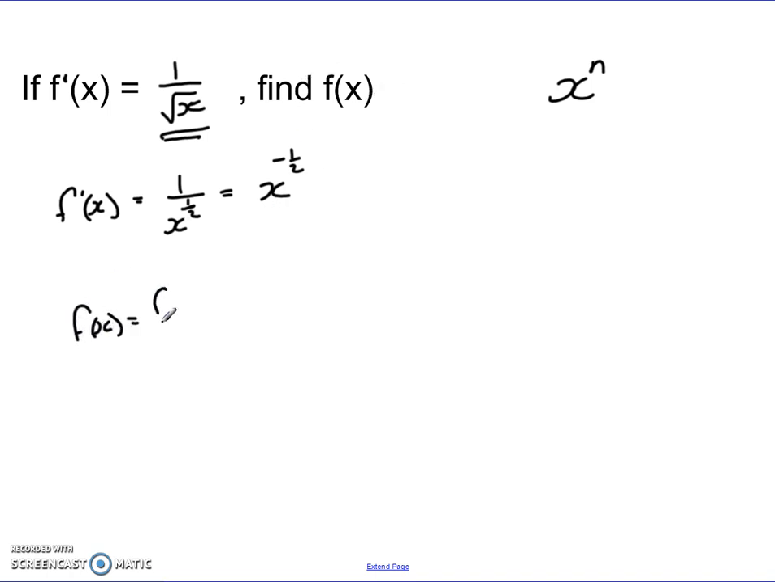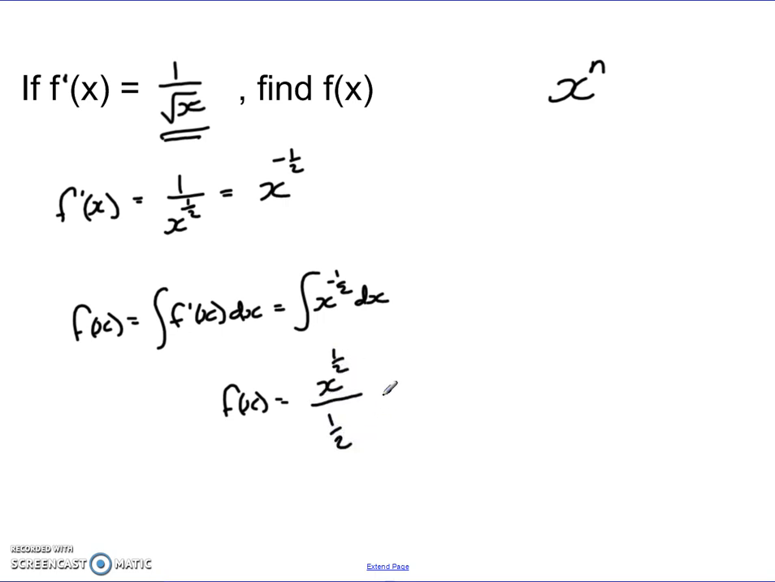We know f of x is equal to the integral of our f dashed of x with respect to x. We substitute this in, so it's the integral of x to the negative a half dx. What we then do is follow the exact same steps as we did before. Take our x, raise the power by 1, so negative a half plus 1 gives me a half. We divide by this new power, so we divide by the half. And we then add on our constant of integration.